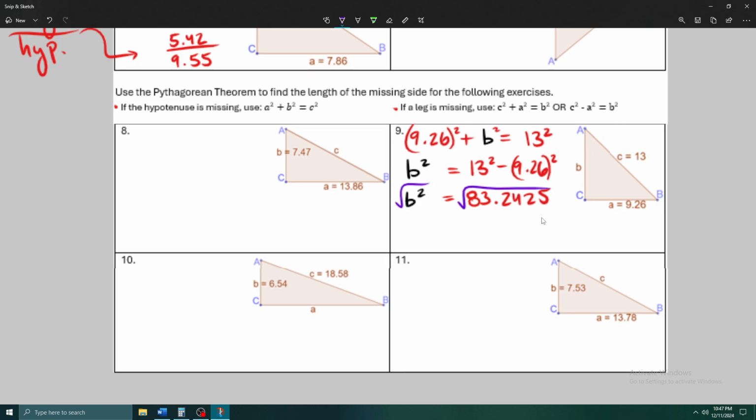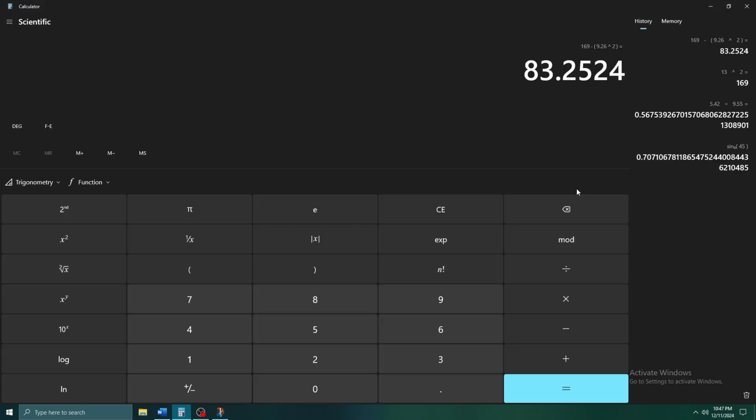square root of both sides, because what happens when I take the square root is it actually gets rid of that squared on the left-hand side, which is what we want. So we actually just want exclusively b on the left-hand side. And when I take the square root of that number, let's see if I can actually find it.